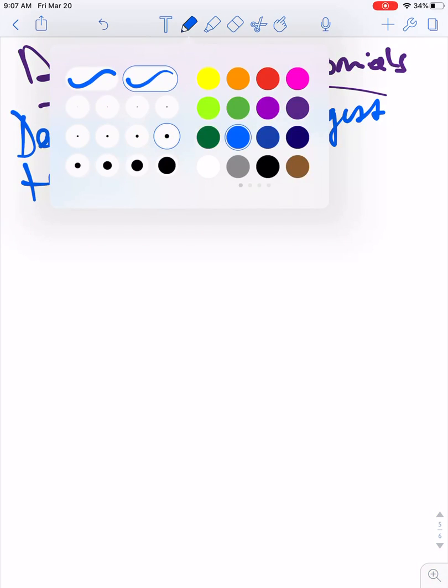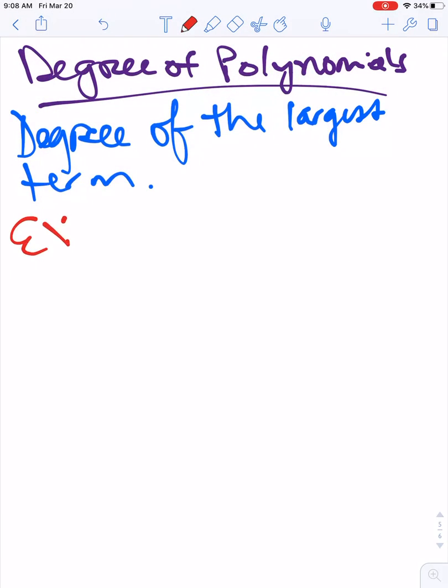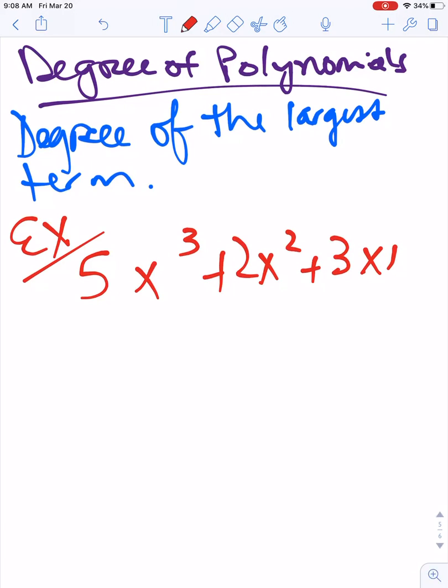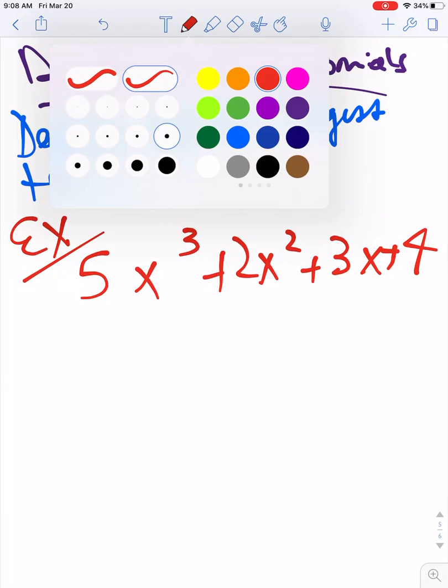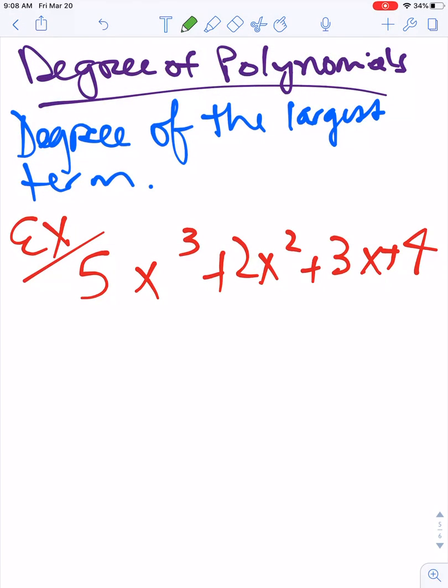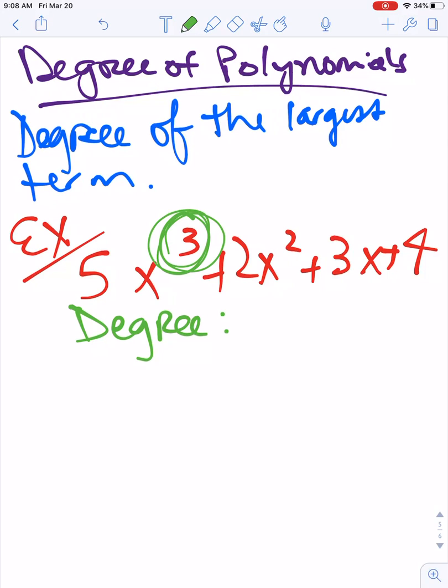I'm going to do an example because I think that's going to help us. If we have 5x cubed plus 2x squared plus 3x plus 4, I'm looking for the biggest exponent. I have x to the 0, so that's not very big. I have an x, a 2, and a 3. So this 3 is my biggest exponent, so I'd say my degree is 3, because I'm looking for the biggest power of x, the largest exponent term.